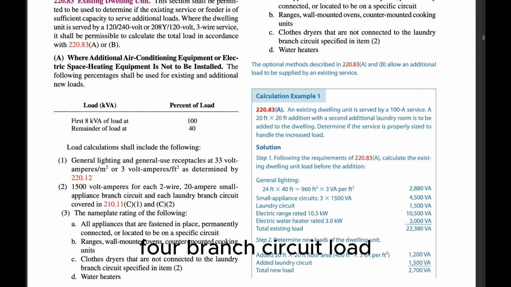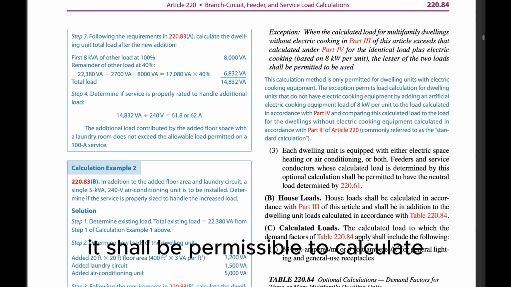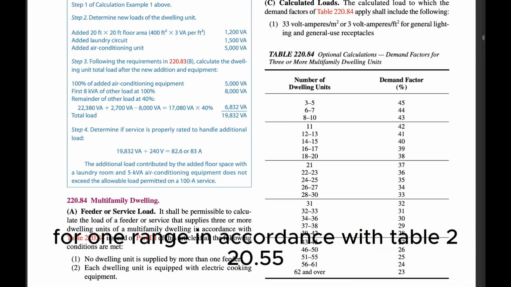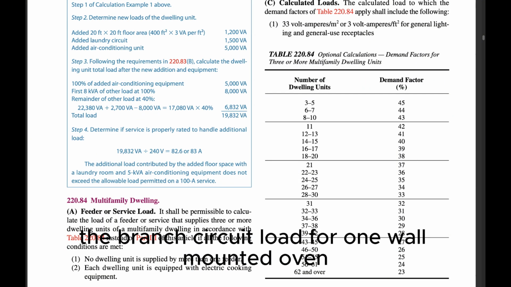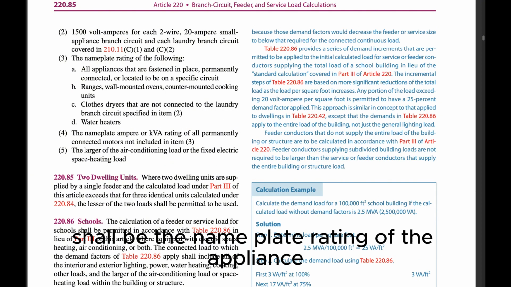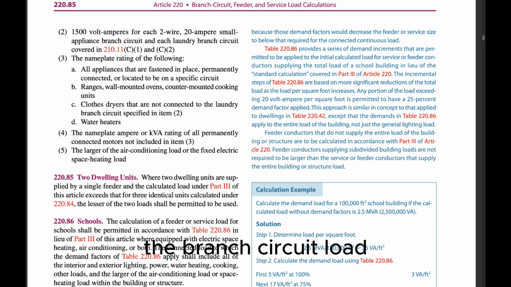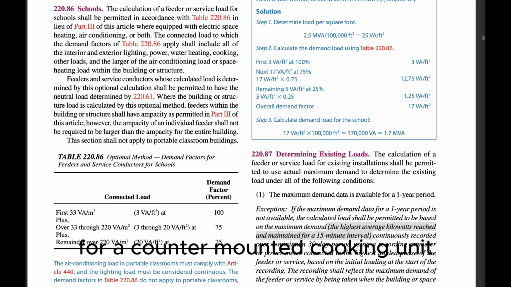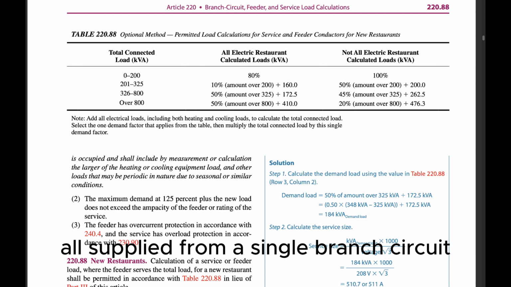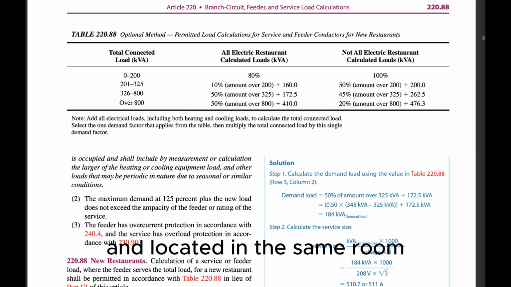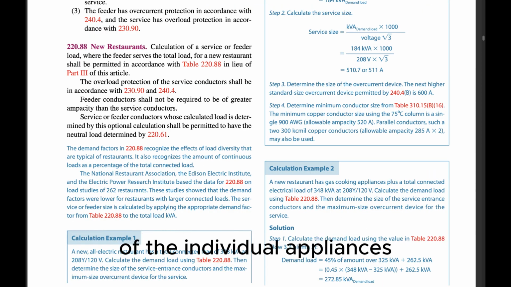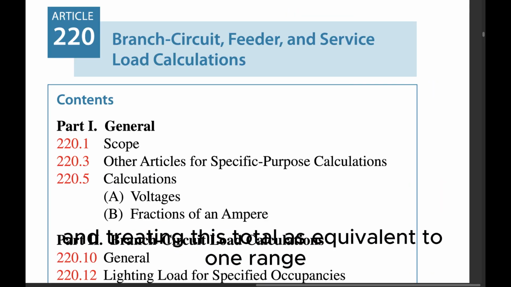4. Branch circuit load. It shall be permissible to calculate the branch circuit load for one range in accordance with Table 220.55. The branch circuit load for one wall-mounted oven or one counter-mounted cooking unit shall be the nameplate rating of the appliance. The branch circuit load for a counter-mounted cooking unit and not more than 2 wall-mounted ovens, all supplied from a single branch circuit and located in the same room, shall be calculated by adding the nameplate rating of the individual appliances and treating this total as equivalent to one range.